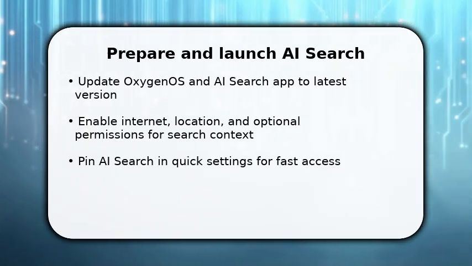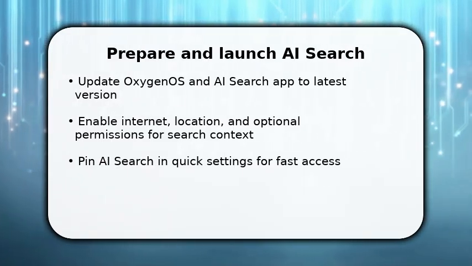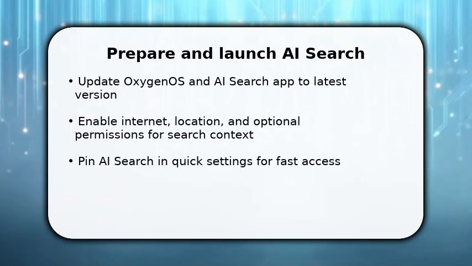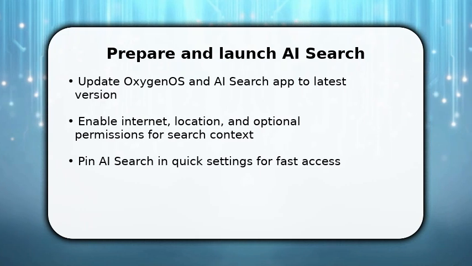Open AI search and tap the microphone or text field to begin. You should see suggestions and contextual cards. If not, make sure background data is allowed and restart the phone before proceeding to advanced use.